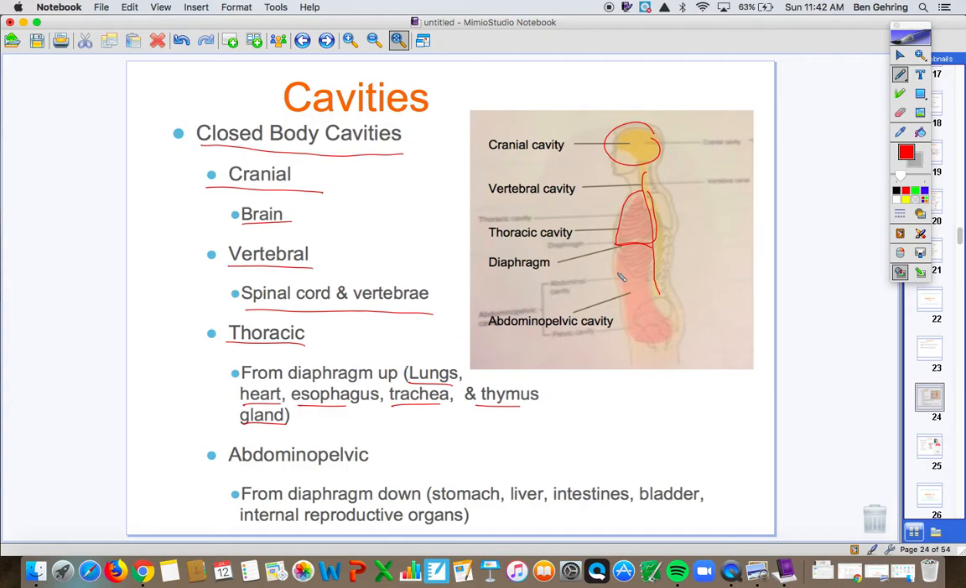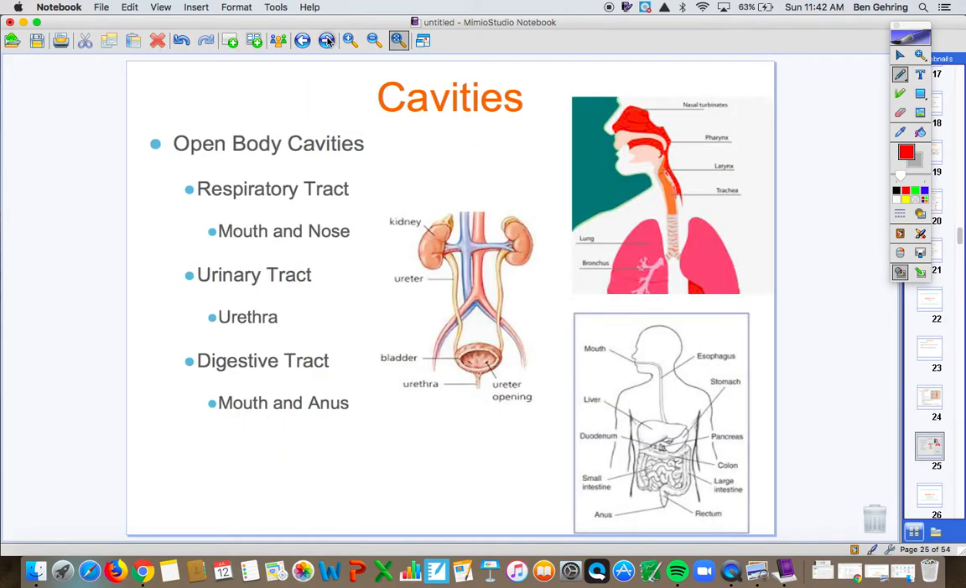And the last one that we're going to talk about, here's your abdominal pelvic cavity, so region right in here. Again, no opening to the outside, but from the diaphragm down. So you include your stomach, your liver, your intestines, your bladder, your internal reproductive organs. All of those are housed within your abdominal pelvic cavity. These are closed body cavities found within you and I, in us. Then we have these things called open body cavities.